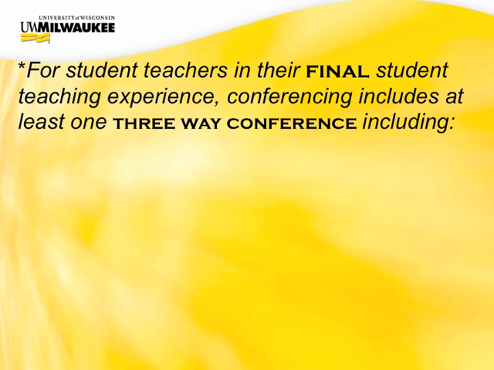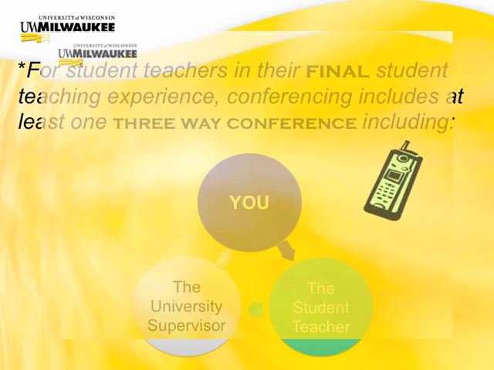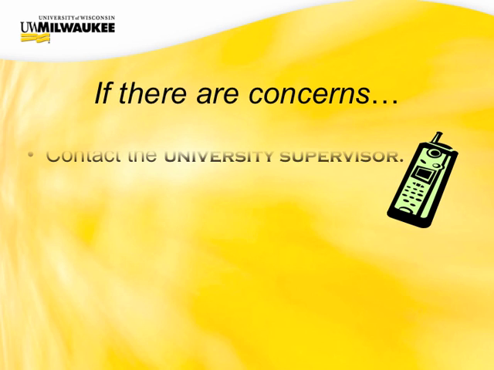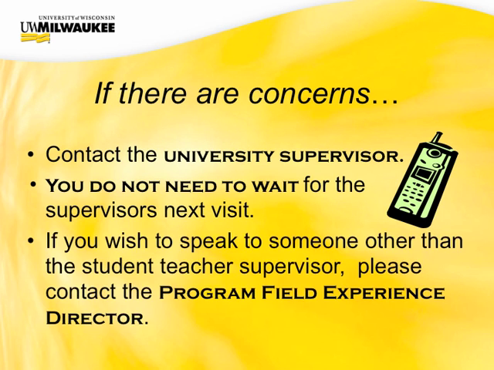Meet as time permits with the university supervisor and the student teacher to give feedback. This includes at least one three-way conference during the semester. Finally, contact the supervisor about any concerns. There is no need to wait until the supervisor's next visit if something warrants an immediate discussion. If there is an issue the cooperating teacher wishes to discuss with someone other than the student teaching supervisor, please contact the Program Field Experience Director.